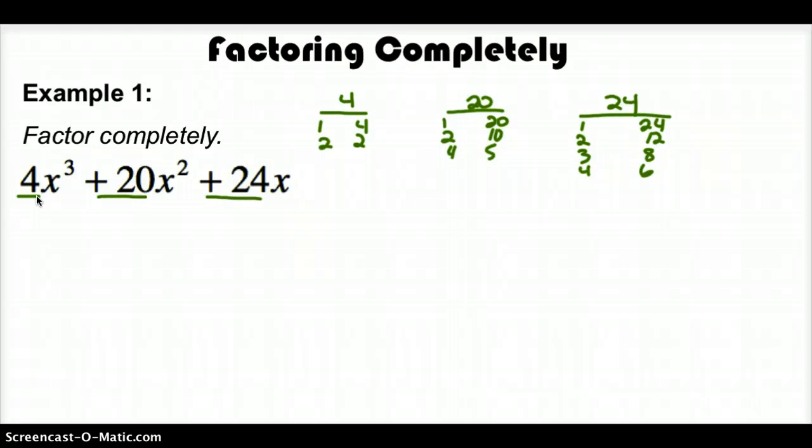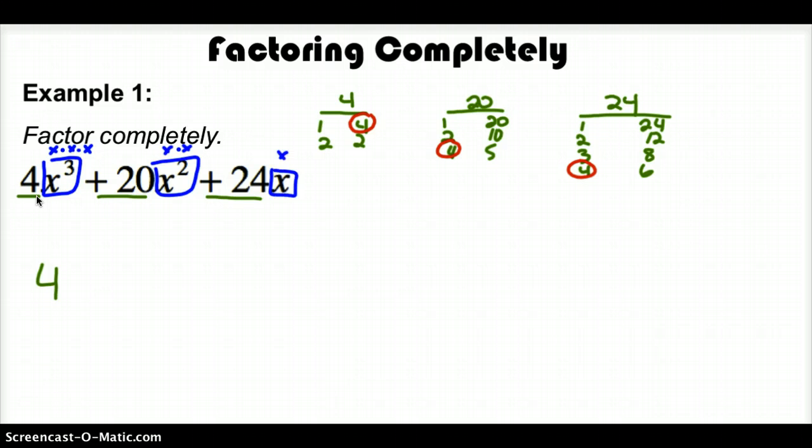Okay, so I can see that my greatest common factor out of all these numbers here is going to be 4, right? So that's the biggest number that they all have in common. So I know I'll be taking out a 4. Let's see how many x's they have in common. Well, I've got 3 x's here, that's x times x times x. I have 2 x's here, that's just x times x. And I have 1 here, so it's just x. So they only have 1 x in common, so that's all I can factor out. So I'm going to go ahead and factor out an x here.